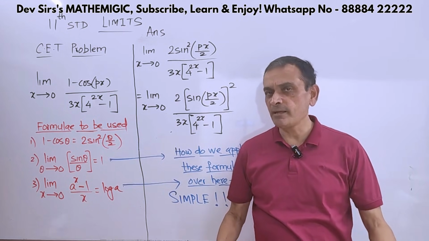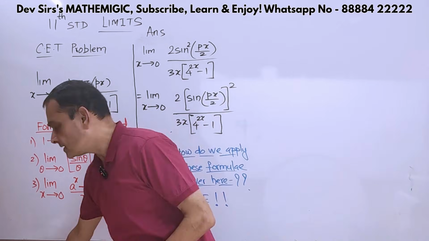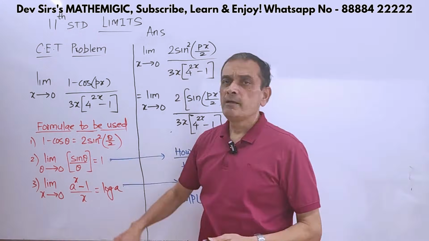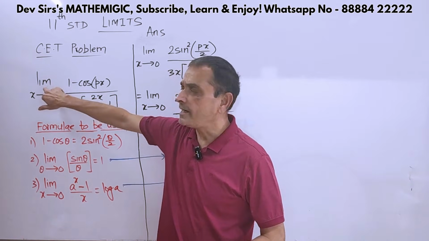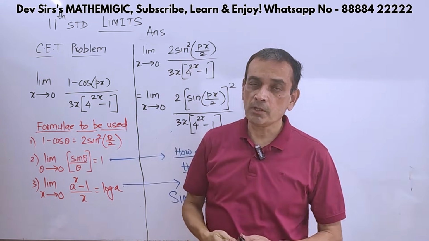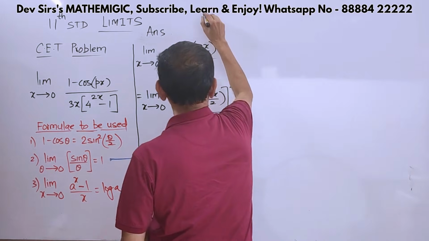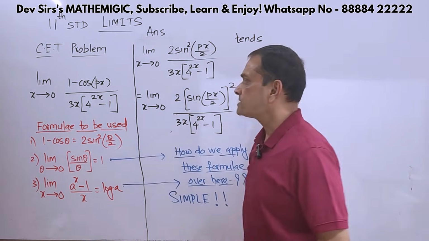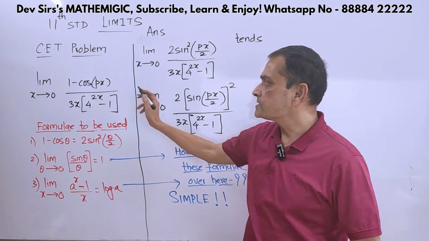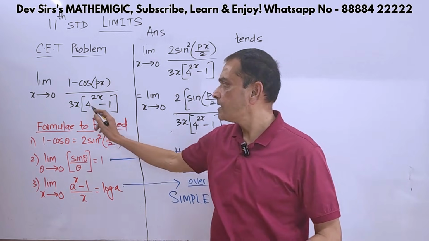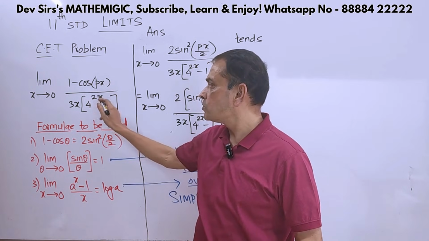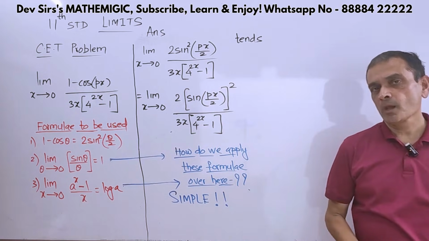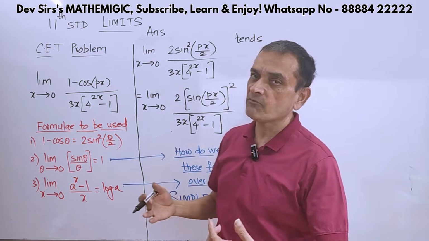12 to 13 minutes, maybe 10 minutes also. Let's see what it is. Limit, this is the short form for limit, LIM, x tends to 0. It is pronounced as tends. X tends to 0, (1 minus cos px) upon (3x into 4 raised to 2x minus 1). What is the solution for this? In CET, 4 options were given. Let's see what answer we get.